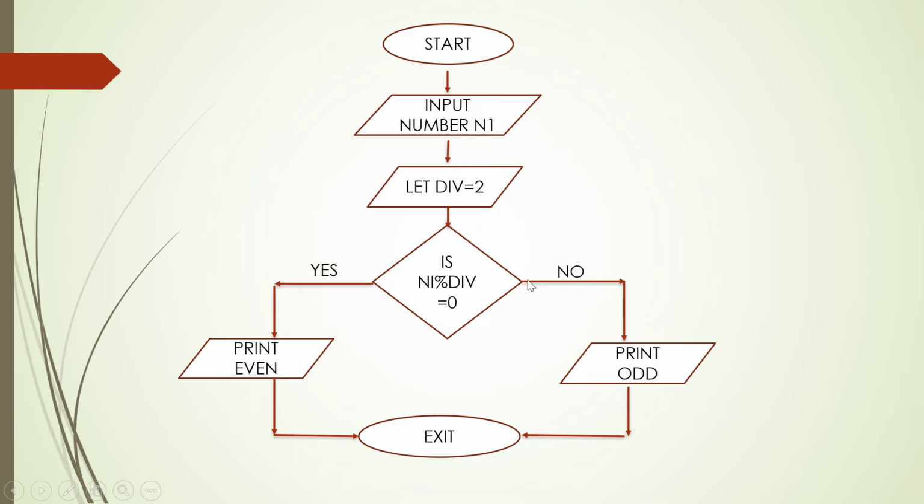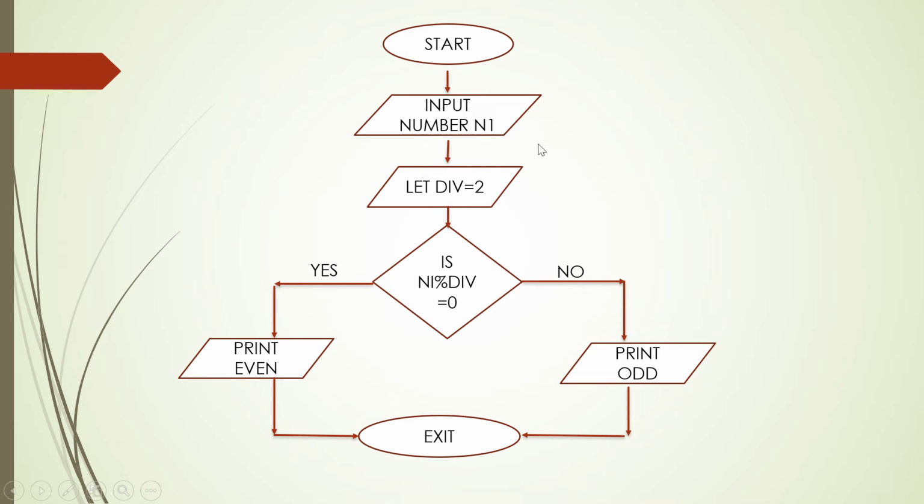Now what is percentage? This percentage sign is used to check the remainder. Like we can take 7, and when we divide 7 by 2, the remainder will be 1. So we will write that 7 percentage 2 equals to 1, because whenever we write percentage between two numbers, that means we will divide the first number by the latter number, and whatever the remainder is, that will be the answer. So here it is taking out the percentage, is n1 percentage div. We will see if the remainder is 0 or not. If it is 0, then of course it is an even number, and if it is not, then it is an odd number.